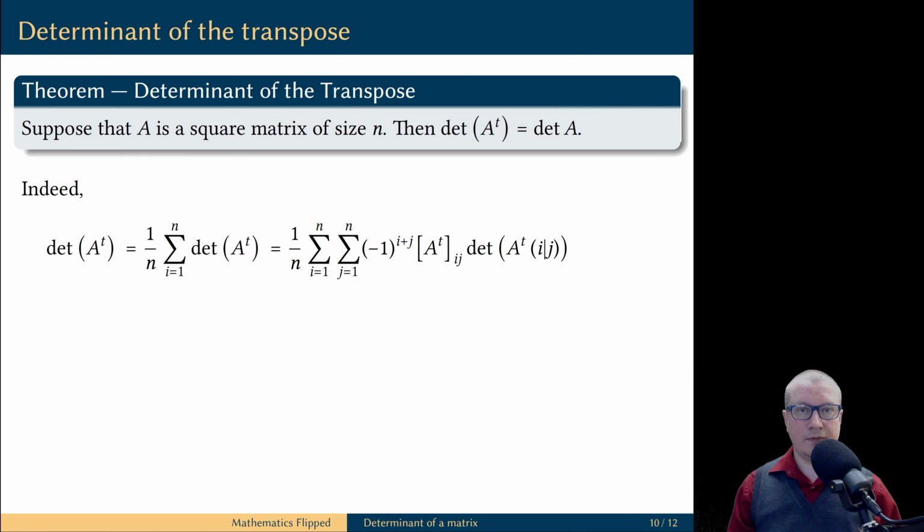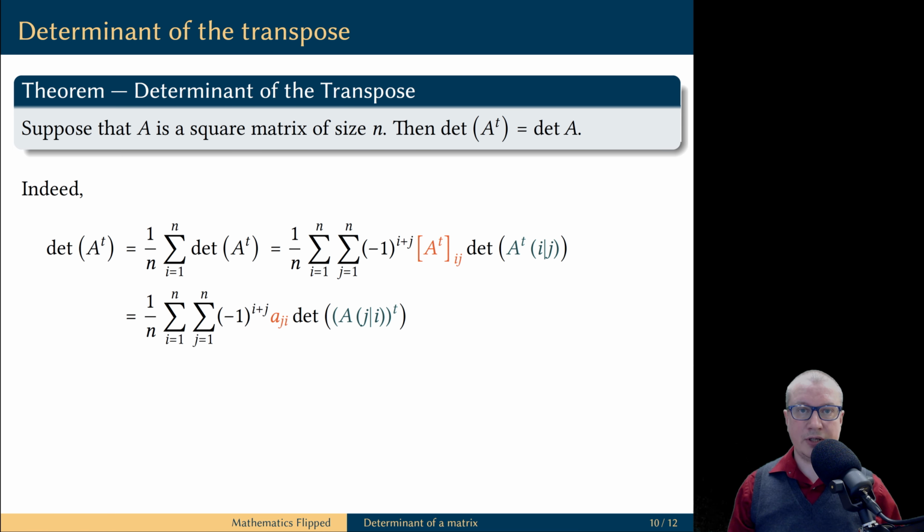In the sum of n copies of the determinant of A transpose, we will apply the cofactor expansion along row i to the term number i in this sum. So in this double summation, the index i ranges over the rows of the matrix, and the index j ranges over the columns of the matrix A transpose.